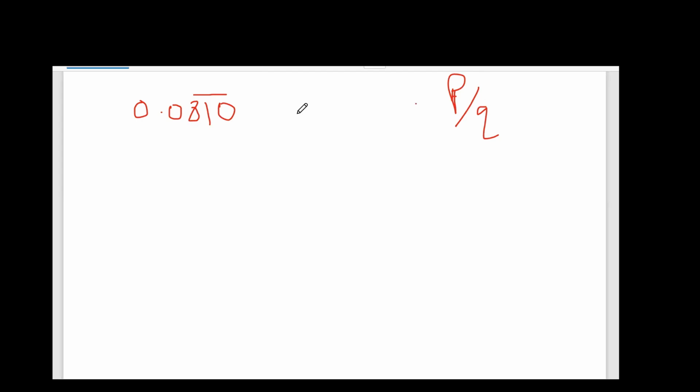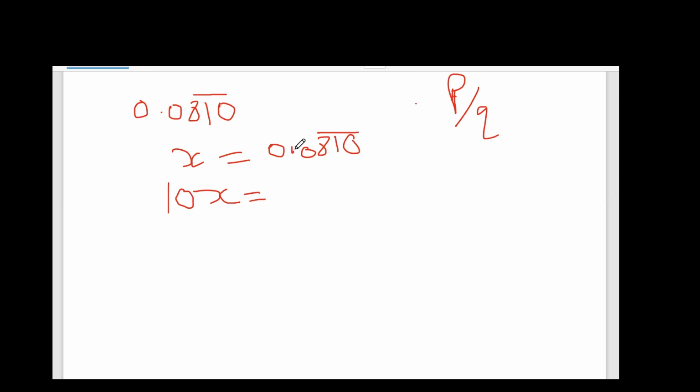Okay, so what's the first step? The first step is to let this be equal to x. So you say x is equal to 0.0810, you put your bar there. Then after that, you say 10x. Why are we writing 10x here? Because we want this decimal point to move a step forward, so that after the decimal point, we only have the values that are repeating.